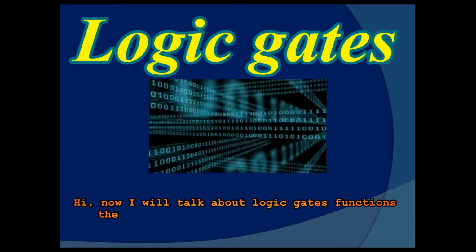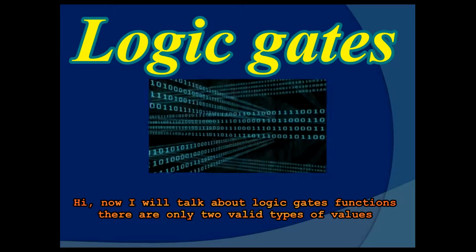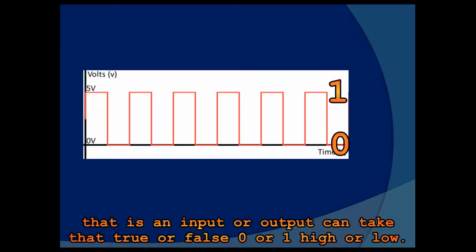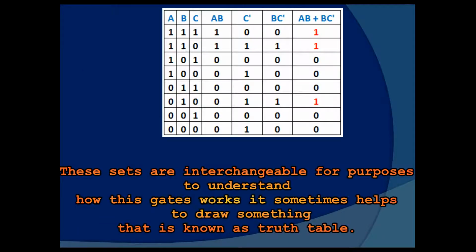Logic gates. Hi, now I will talk about logic gate functions. There are only two valid types of values that an input or output can take: true or false, 0 or 1, high or low. These sets are interchangeable. To understand how these gates work, it sometimes helps to draw something known as a truth table.